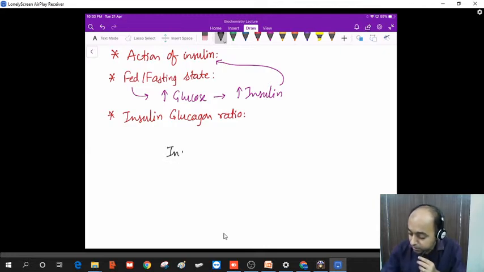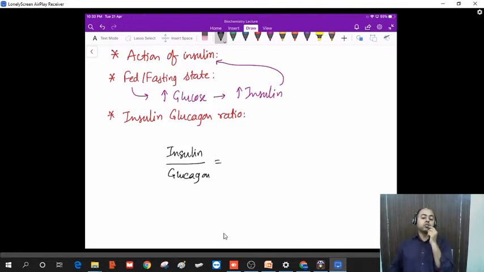So we have the insulin glucagon ratio. I'm sure all of you know that insulin and glucagon have a reciprocal relationship. If insulin rises, the glucagon will fall. If insulin falls, the glucagon will rise. So what happens in the fed state? In the fed state, the insulin rises, and when insulin rises, the glucagon will fall. So what is happening here? The numerator has increased, the denominator has decreased. What will happen to the overall value? Obviously, the numerator has expanded, the denominator has become smaller, so the overall value will increase.